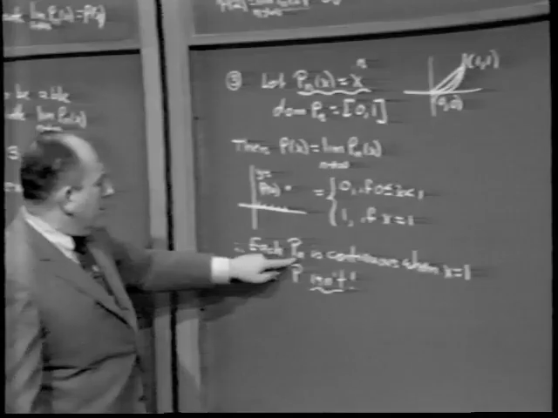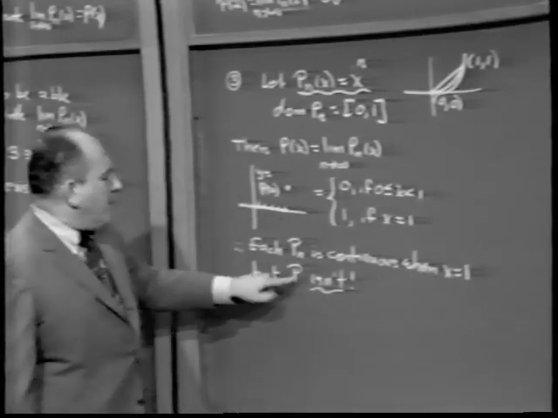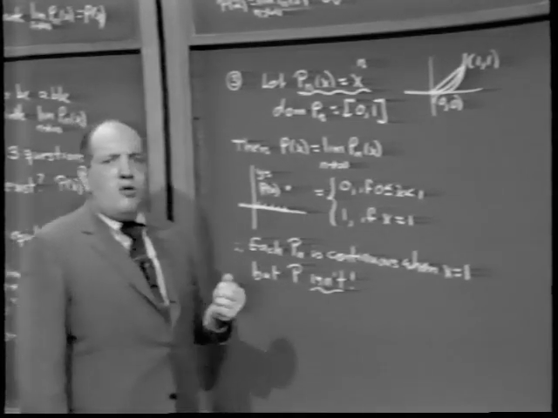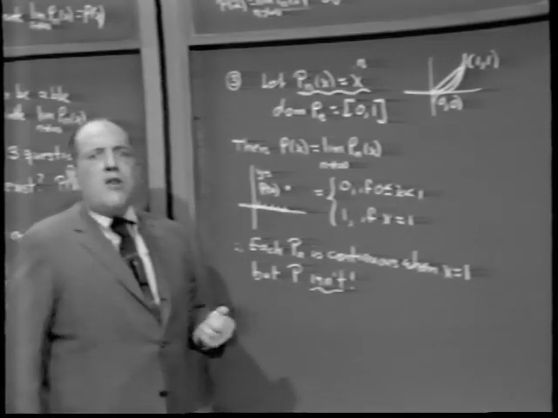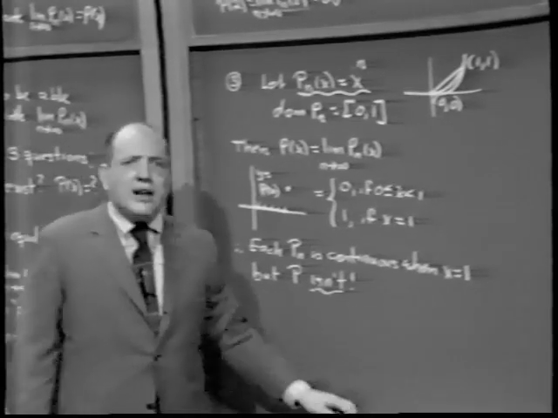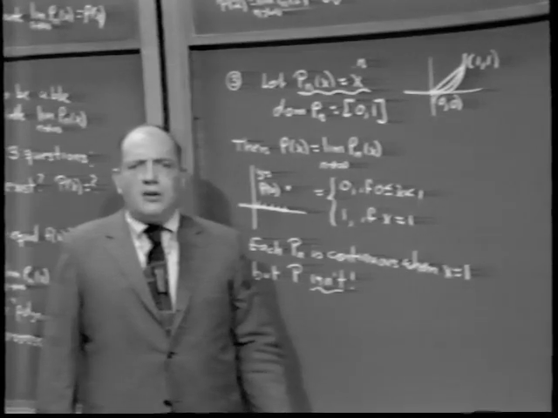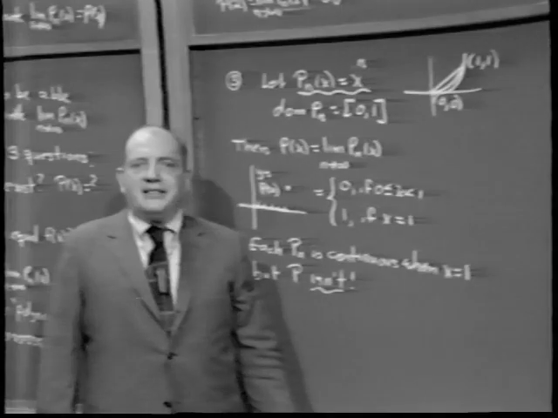In other words, observe that each p sub n is continuous when x equals 1. The limit function exists, but it isn't continuous when x equals 1. In other words, the properties of a sequence of convergent functions do not have to be inherited by the limit function. Okay, that shows then that the answer to our 3 questions can be no. What we would like to do is find out when and if the answer will be yes.